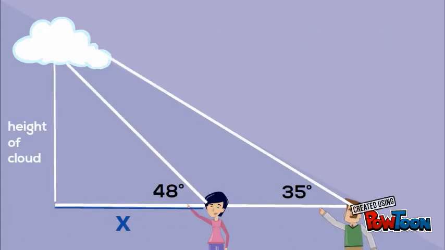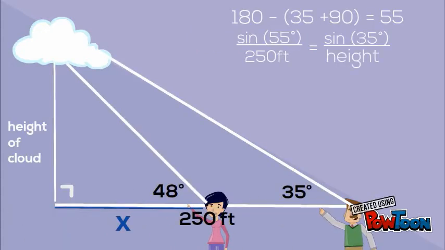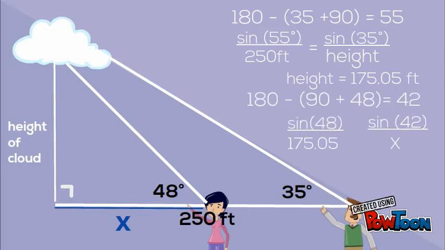First, subtract 180 minus 35 plus 90 to get 55 degrees. Then put it in the law of sines to find the height. The height should equal 175.05 feet. Then subtract 180 minus the given angles to get 42 degrees. Then plug it into the law of sines and you should get x equals 157.62 feet.